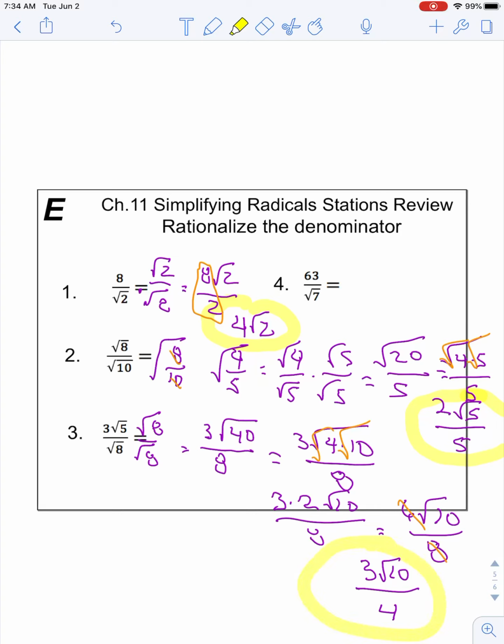So there's a lot of the properties and rules that we learned that all play a role in each of these rationalizing the denominator problems. And last one, question number 4, we're just going to multiply by the square root of 7 over the square root of 7. So we get 63 square root of 7 over 7, but 63 and 7 reduces to 9 square root of 7.